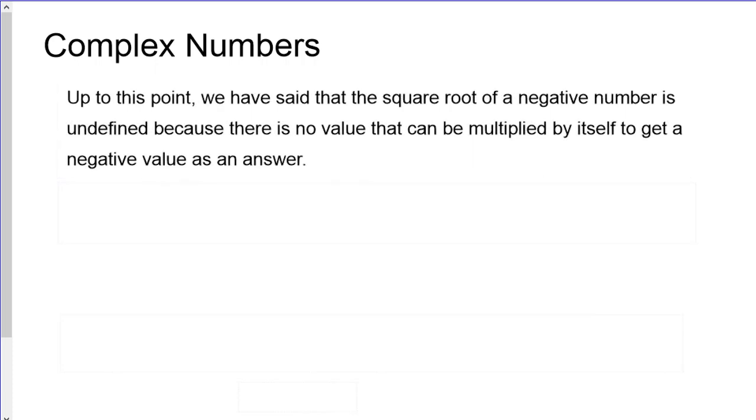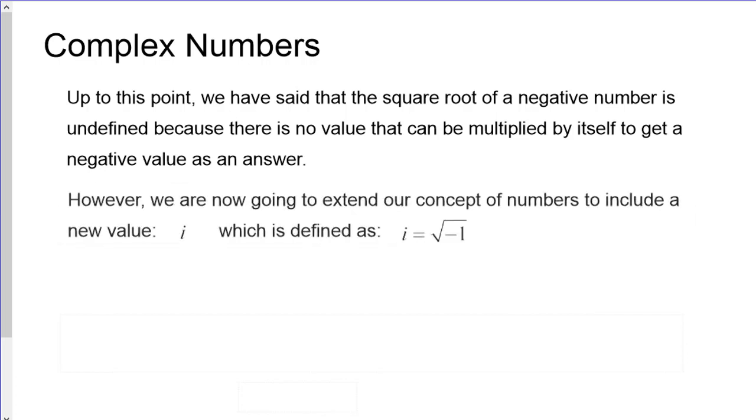Alright, let's talk about complex numbers. So up to this point, we've said that the square root of a negative number is undefined because there's no value that can be multiplied by itself to get a negative value as an answer. However, we're now going to extend our concept of numbers to include a new value, which we label with an i, and is defined as the square root of negative 1.